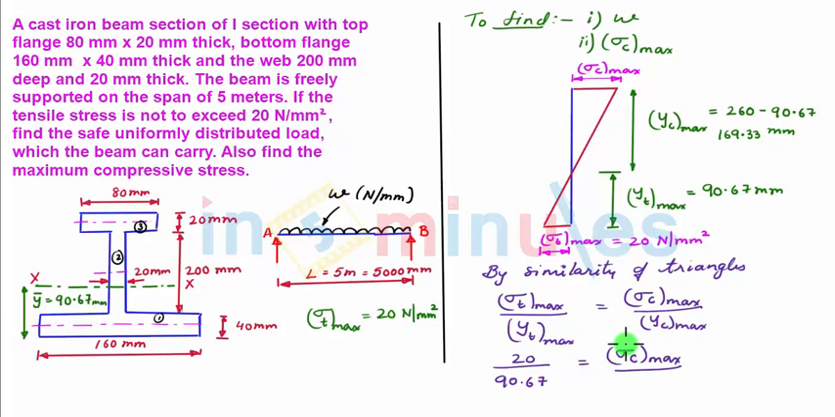If we see from similarity of triangle, the whole depth of the I section is 200 plus 40 plus 20, 260. So 260 minus 90.67, which is equal to 169.33 mm. So 169.33 mm. So this gives sigma c max is equal to 37.35 Newton per mm square. And this is your answer 2.